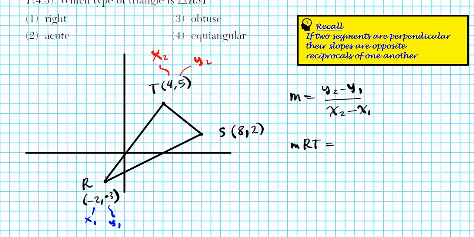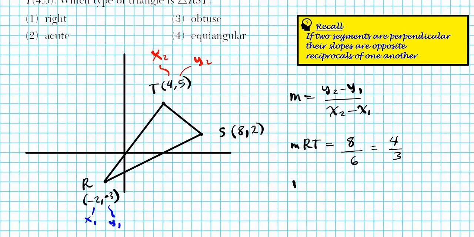So let's do that. If we rise, we can count our rise. 1, 2, 3, 4, 5, 6, 7, 8. So we rise 8. And if you subtract the y's, you get 8 anyway. 5 minus -3 is 8. And then you run 1, 2, 3, 4, 5, 6. We run 6. Or if you do x2, 4 minus -2, you get positive 6. Okay, if we reduce this, the slope of segment RT is 4 over 3.